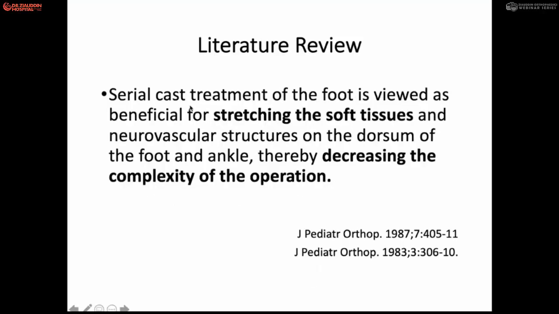Again, another study says the serial cast treatment of the foot is viewed as beneficial for stretching the soft tissue in later age groups. When they come to you after the walking age, you have to stretch the tight structures so that the complexity of the operation is reduced.